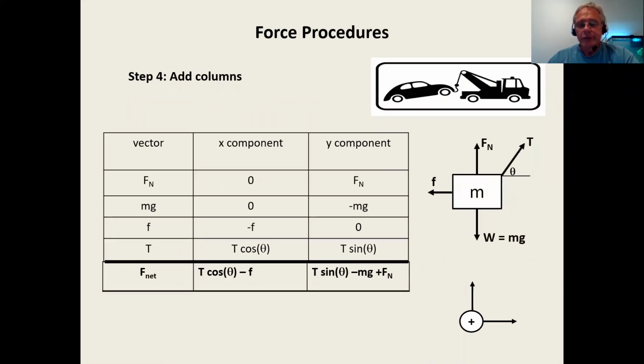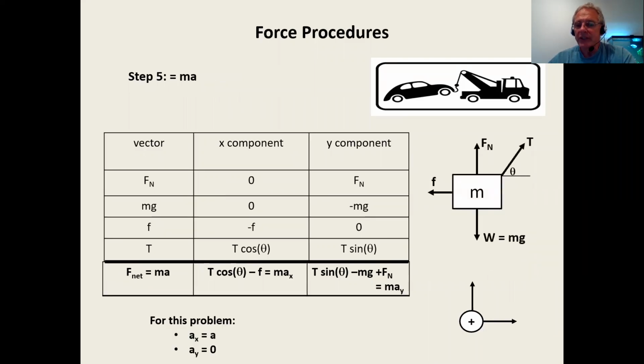Step 4, no problem whatsoever. Just add the columns up. Here, we're doing it algebraically. Other times, you'll actually just have numbers and you get your calculator and do it. Okay, now, as hinted at in the last step, F net is half of the equation that we're looking for. The next step is simply setting each of those columns equal to mass times acceleration.